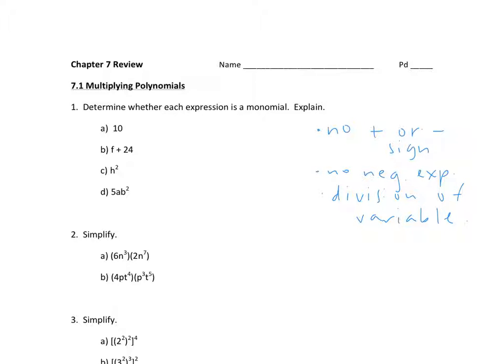Number 1, part A. This would be a monomial because it is just a constant. It would satisfy all the requirements. B would not be because of the addition sign.